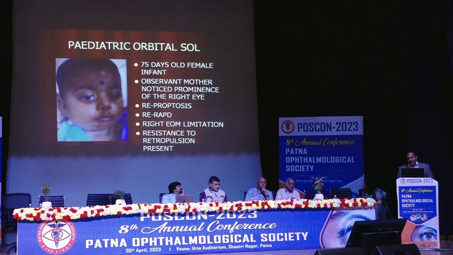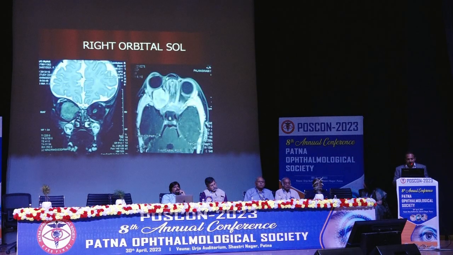Now, this was a very young patient with a pediatric orbital SOL, a 75-day-old female infant, just a 2.5-month-old baby. It was the observant mother who noticed the prominence of the right eye, as you can see in this, after careful examination. And the baby had right eye proptosis, a right RAPD, and right EOM limitation and resistance to retropulsion. So we did immediate imaging and found a large, well-defined space-occupying lesion in the right orbit that was apparently very rapidly growing, because the mom didn't notice anything wrong at the time of birth.